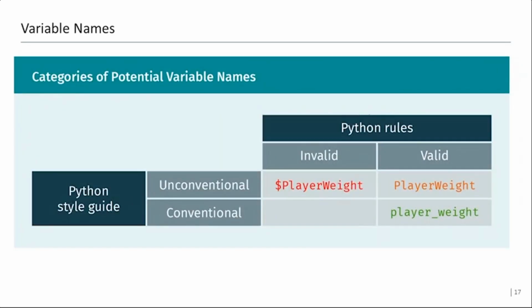The following table shows valid, invalid, conventional, and unconventional variables. The red variable, for example, is invalid because it does not start with an underscore or a letter, and also unconventional because it is not lowercase with words separated by underscores. The yellow variable is valid because it consists only of letters, but unconventional because it is not lowercase. The green variable is valid and conventional because it holds both the Python rules and the conventions.